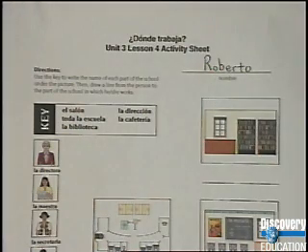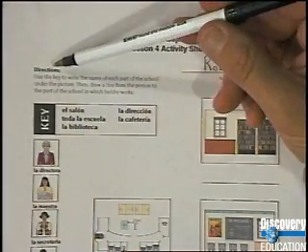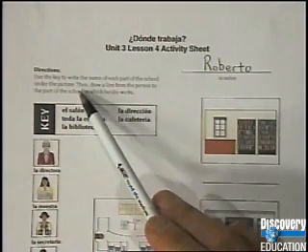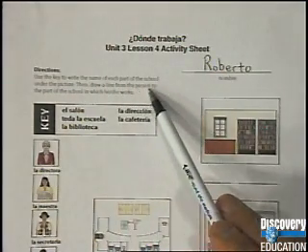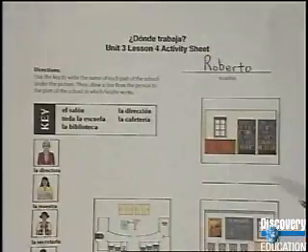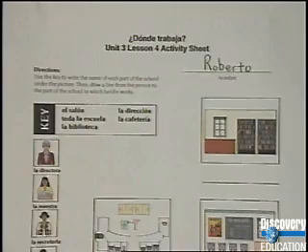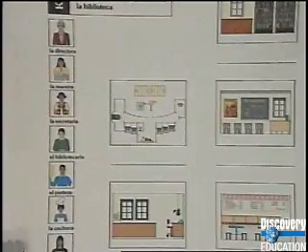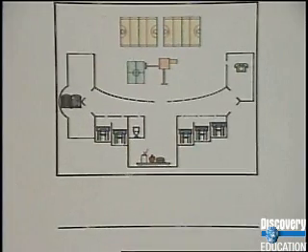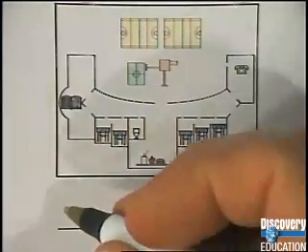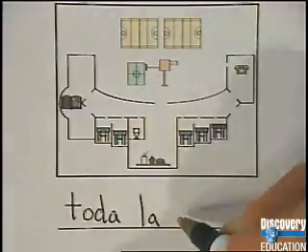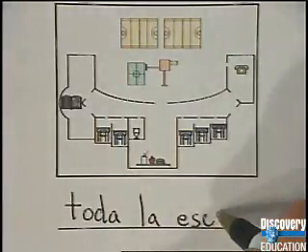R-O-B-E-R-T-O. Soy yo. Now, the directions say, use the key here to write the name of each part of the school under the picture. Then draw a line from the person to the part of the school in which he or she works. Well, let's see. I'm going to start over here with this one because I know this one pretty well. What is that called? Do you guys remember? Oh, I can see it up there in the key. It's toda la escuela. That's the whole school.